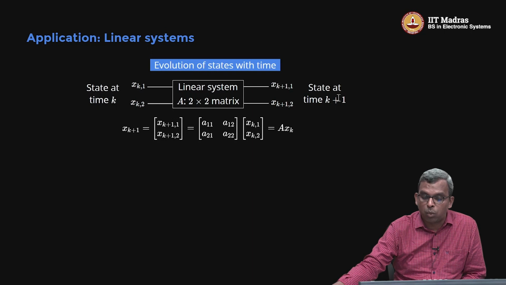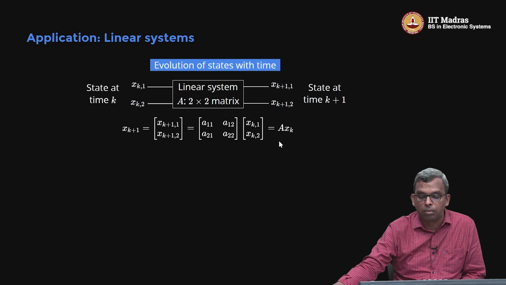So, the vector xk plus 1 comma 1, xk plus 1 comma 2, the first coordinate and second coordinate at k plus 1, is the matrix A times the state at time k, which is xk. So, xk comma 1, xk comma 2. I hope this is clear to you. So, the state at time k plus 1 is the matrix A times the state at time k.